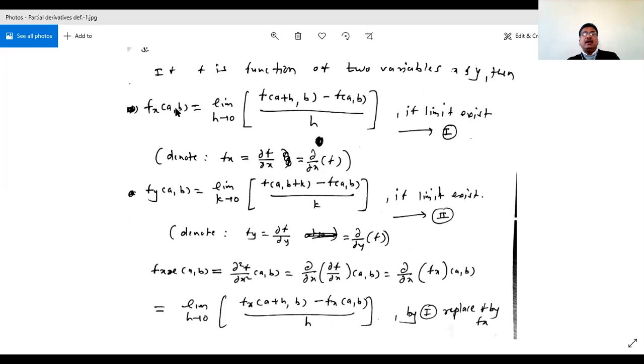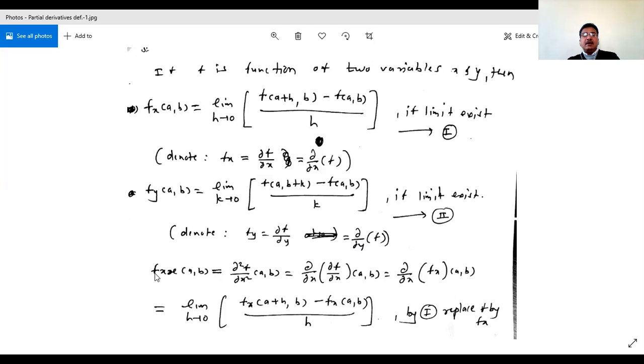And if (a,b) is (0,0), then what is the definition? Limit h tends to 0, [f(h,0) − f(0,0)]/h. Similarly, the definition of f_y(a,b) is what? Limit k tends to 0, [f(a,b+k) − f(a,b)]/k. So the partial derivative with respect to y means limit k tends to 0. Now what is f_y? It means ∂f/∂y, or ∂/∂y of f.